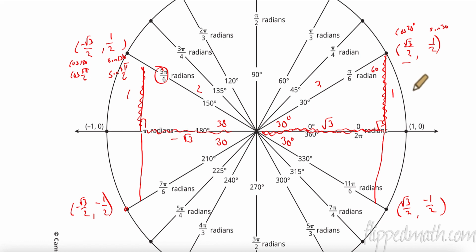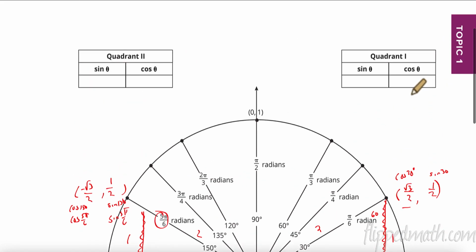It just depends on if I'm going left, right, up, or down, right? And in these quadrants, it talks about, now, I want you to switch this because I want you to understand that cosine is an x value and sine is a y value. So in the first quadrant, my cosine values go to the right, so those are positive numbers. My sine values go up, so those are positive values.